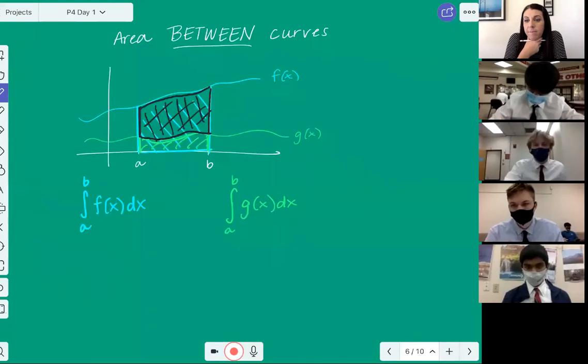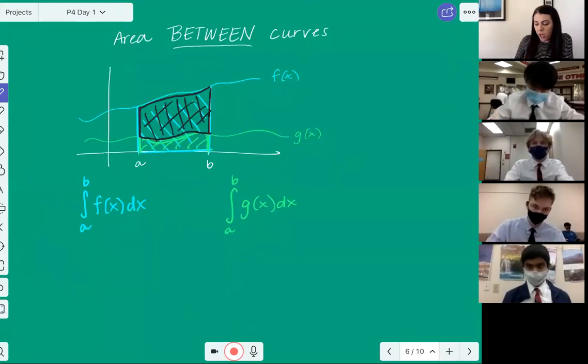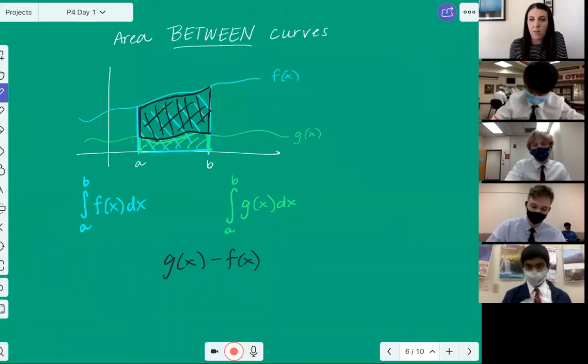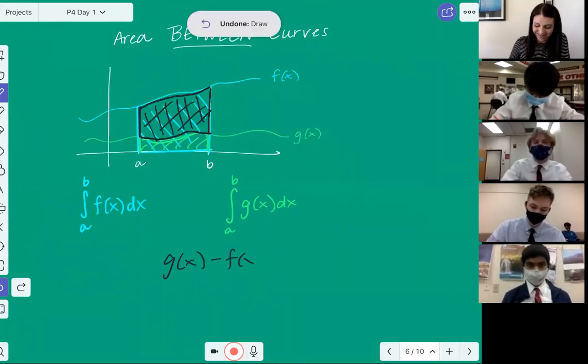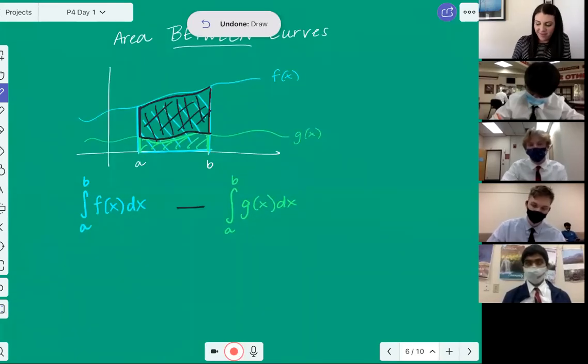Subtract the f of x, or subtract the g of x minus the f of x? So you want to do integrals g of x minus f of x? Oh, no. Okay, so it'd be basically the first term in blue that you have minus the green term.